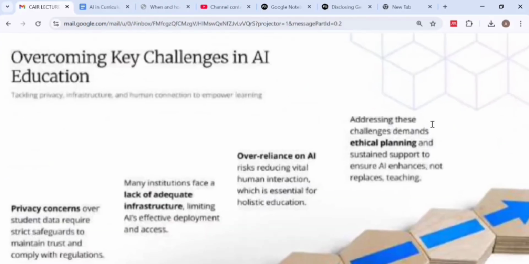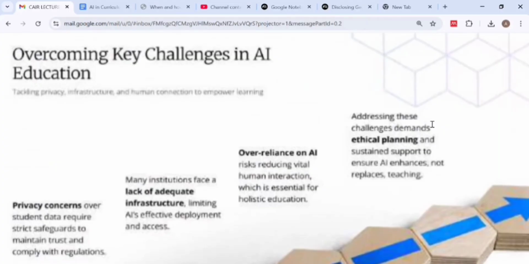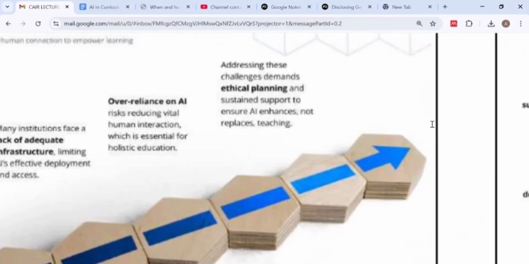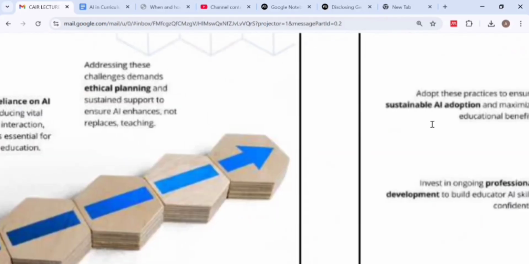Overcoming key challenges in AI education. Privacy concerns over student data require strict safeguards to maintain trust and comply with regulations. Many institutions face a lack of adequate infrastructure, limiting AI's effective deployment and access. Overreliance on AI risks reducing vital human interaction, which is essential for holistic education. Addressing these challenges demands ethical planning and sustained support to ensure AI enhances and does not replace teaching.